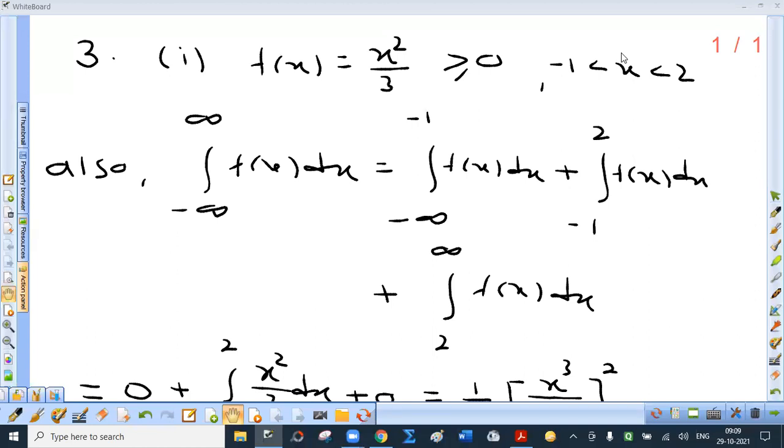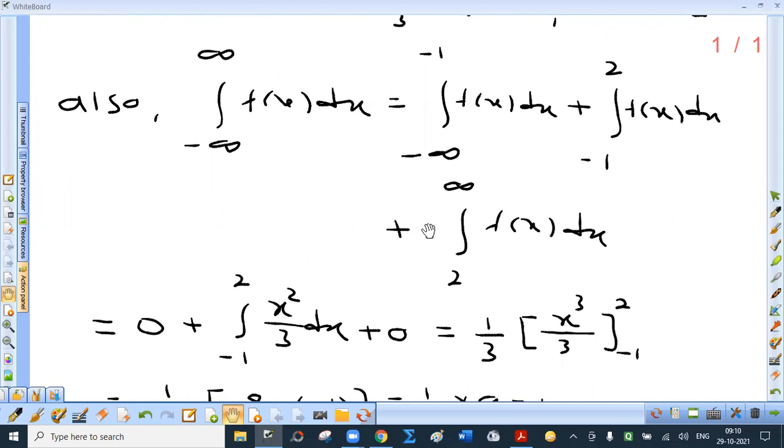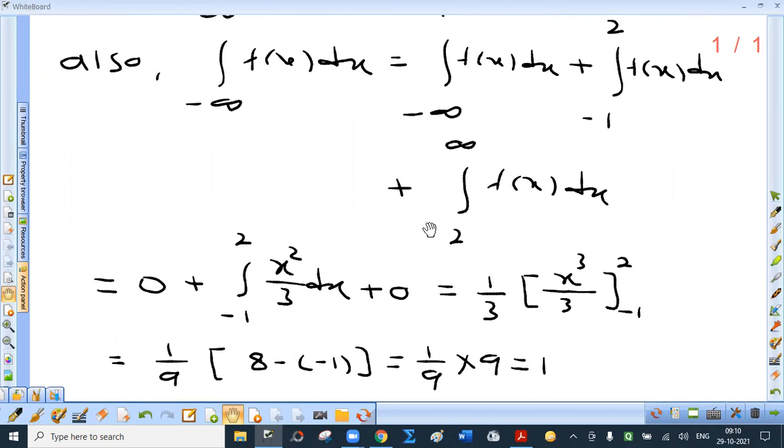See, there are two criteria. The first one, that probability should be non-negative. Now, f of x is x square upon 3. Can x square upon 3 be negative? Never. So f of x here is greater than or equal to 0. Second, what is the integral from minus infinity to infinity? We split this as minus infinity to minus 1 plus minus 1 to 2 plus 2 to infinity. Now, for the first and third, the function equal to 0. That is why I have directly written 0 plus the integral minus 1 to 2 f of x dx plus 0.